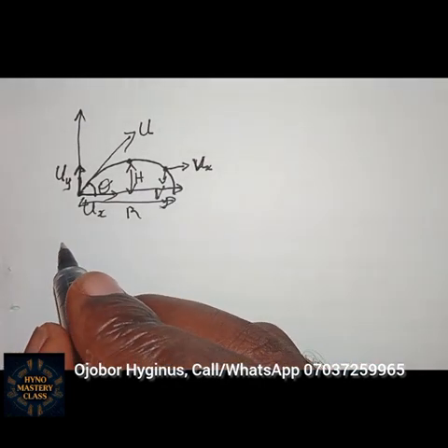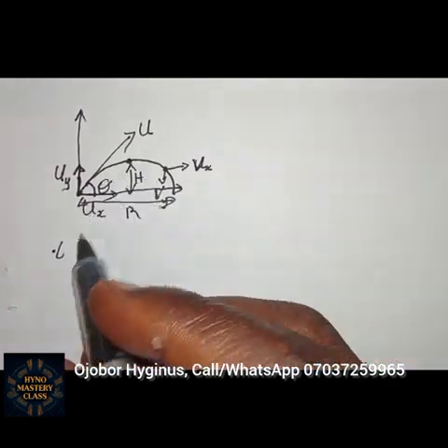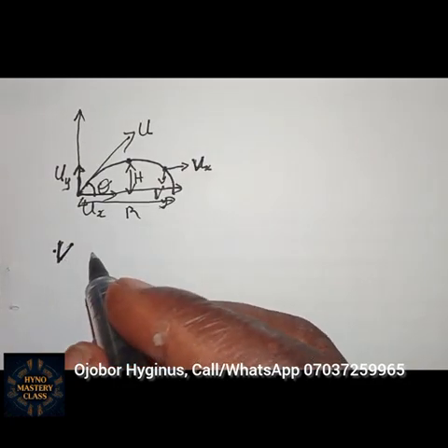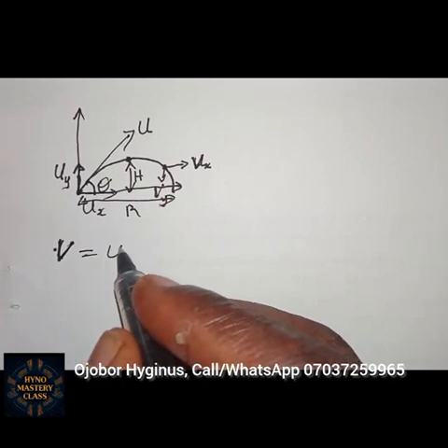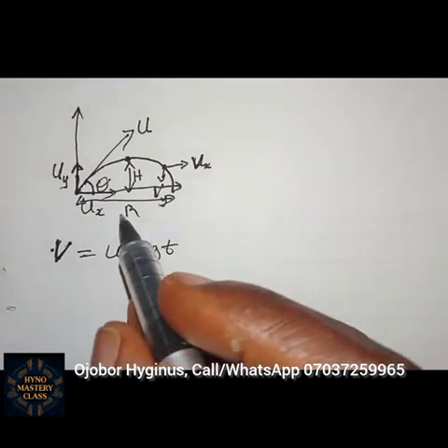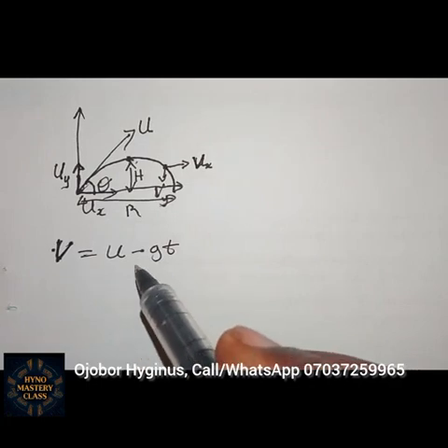So if we look at the time it takes the object to get to maximum height, we use the first equation of motion, of gravitational motion, to get it, as we did the other time. We are still going to use it. V is equal to U minus GT, minus because to get to maximum height, the body is going up. So if that is the case, this is what we are going to use.